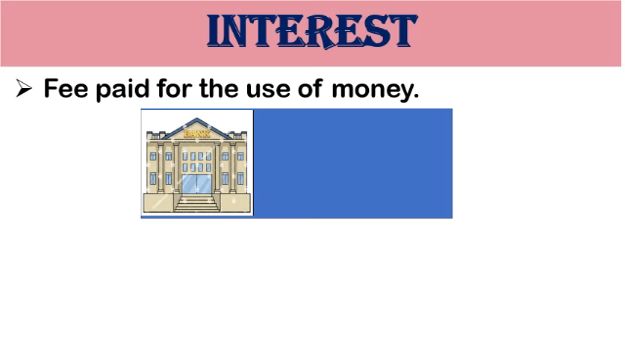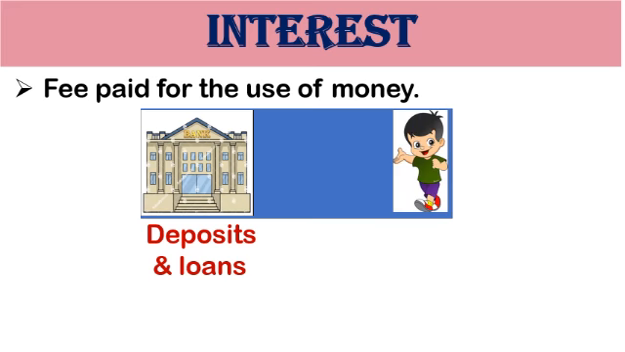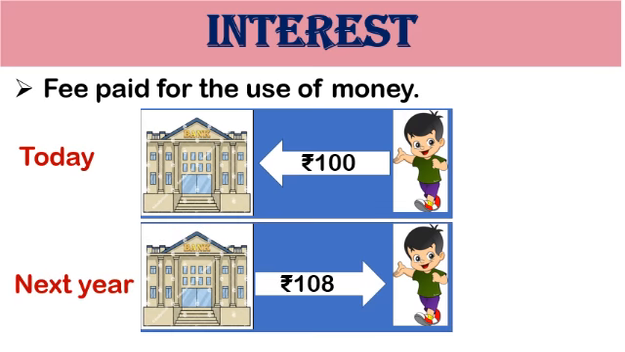Consider a bank. We know a bank is an institution which mainly allows us to make deposits and also gives us loans. And this is Rahul. He deposits 100 rupees in the bank today. One year later, the bank gives him 108 rupees. Wait, why did the bank pay Rahul more than he had deposited? It is simple. The bank gets to use the 100 rupees for that one year. So to reward Rahul, the bank pays him more than he had deposited.